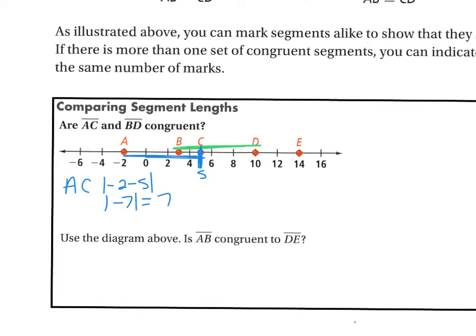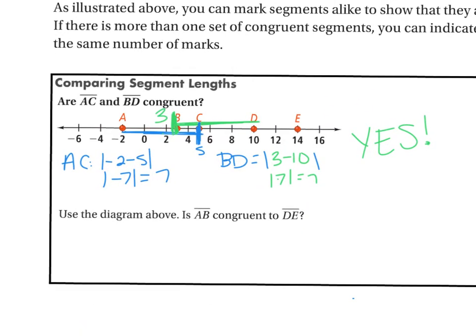And then now we have to do BD. So BD is going to be the absolute value of, looks like we have the number right between 2 and 4 right here. That would be 3. So you have 3 minus 10, or you could say 10 minus 3. Either way works. So that would be the absolute value of 7, which is just 7. Okay, and so are they congruent? Yes, they are. So those are two congruent segments.